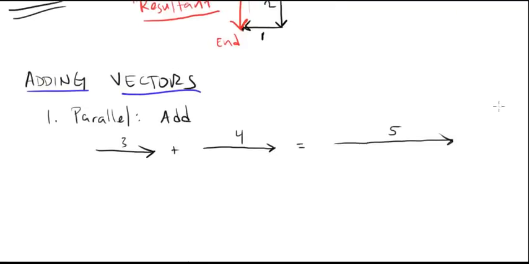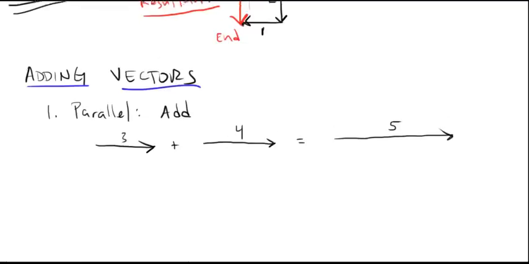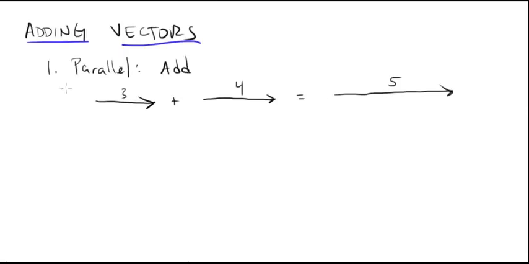Very straightforward. And note that I'm making the arrow lengths represent the magnitude, right? So this 3 is shorter than the 4, and the 5 is longer than the 4, because the length is supposed to tell us something about how big the vector is. So that's a pretty common sense case right there. Adding vectors when they're parallel.